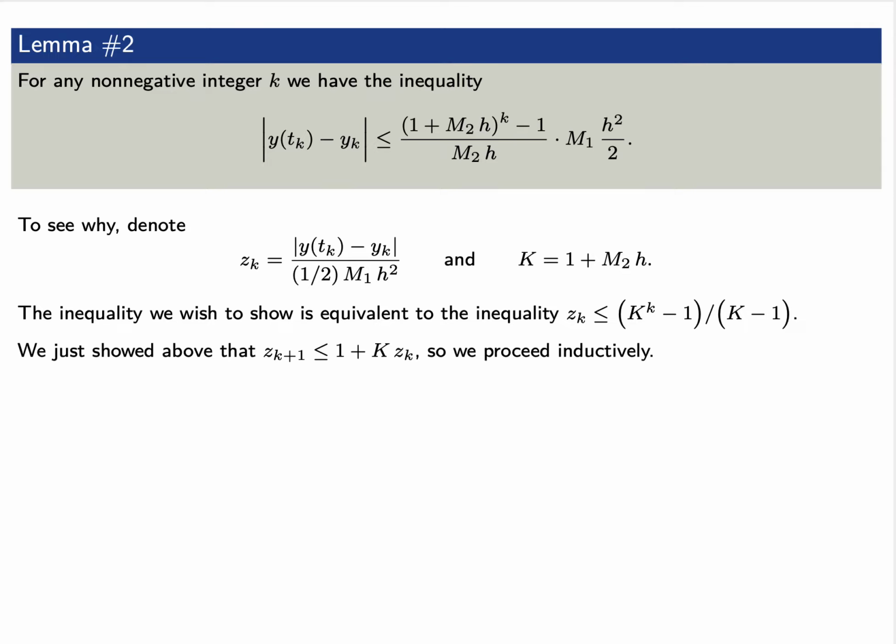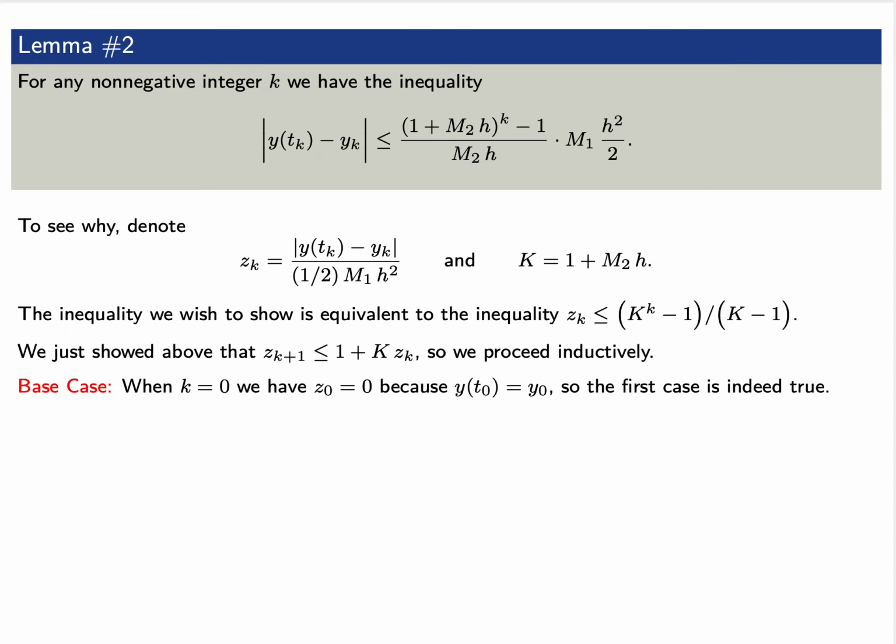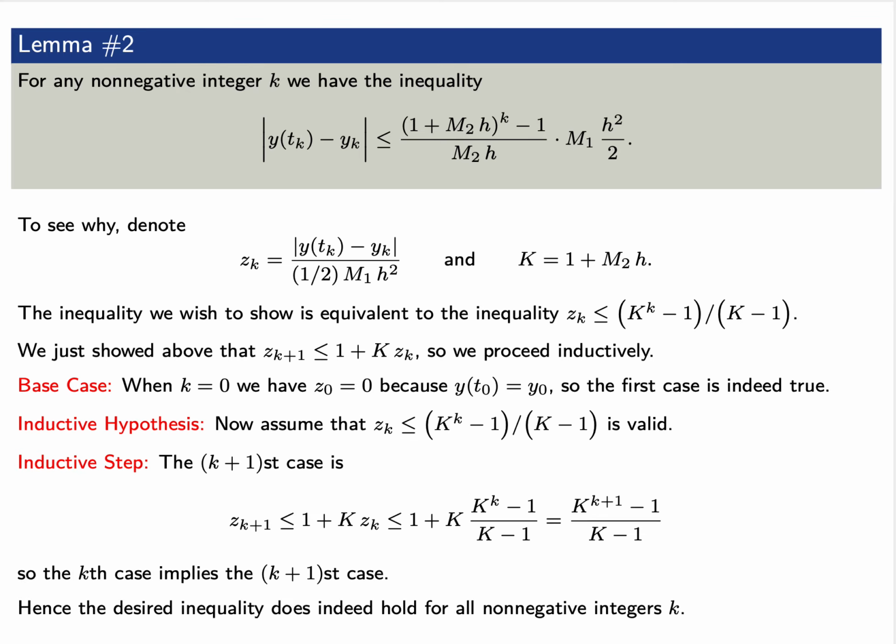Simply put, we're going to prove all of this by induction. Let's observe that lemma 1 can be restated to say z sub k plus 1 is less than or equal to 1 plus capital K times z sub k. The base case is rather easy because when lowercase k equals 0, we see that z sub 0 equals 0. If we assume now the inductive hypothesis, we can focus on the inductive step. Here, the k plus first case, we can write as z sub k plus 1 is less than or equal to 1 plus capital K times z sub k.